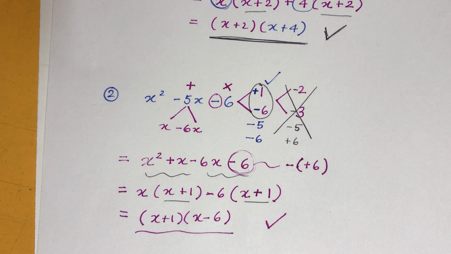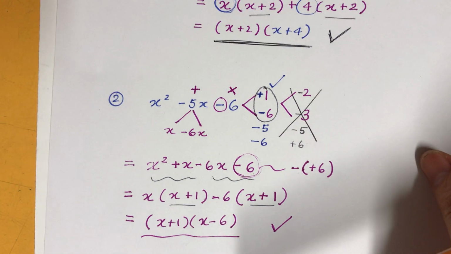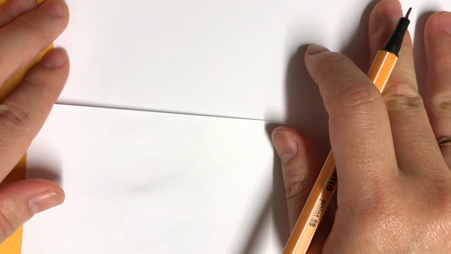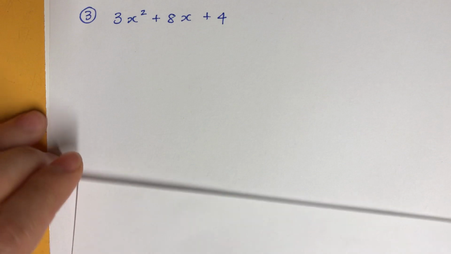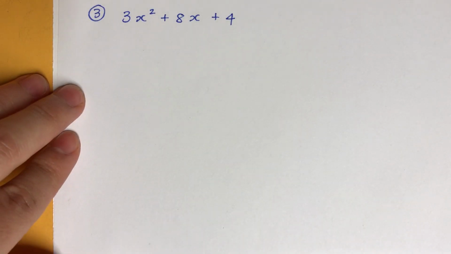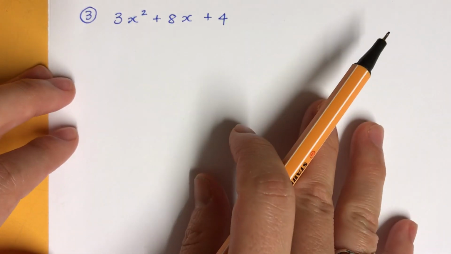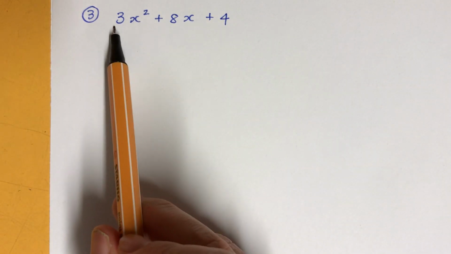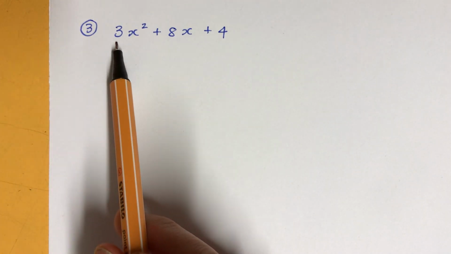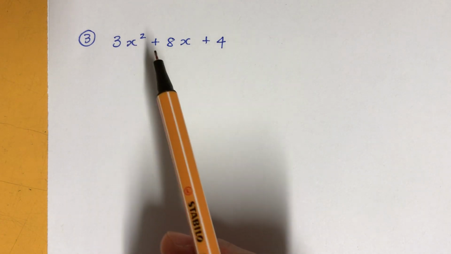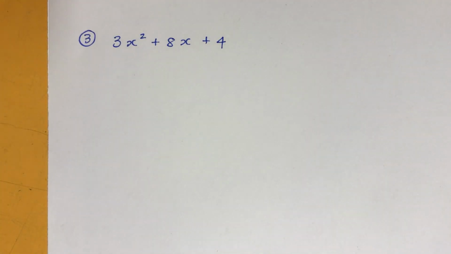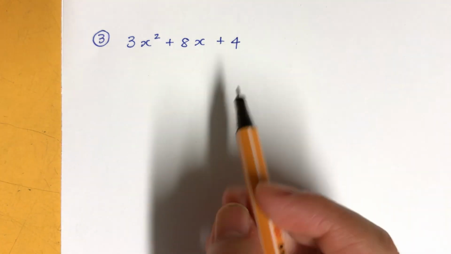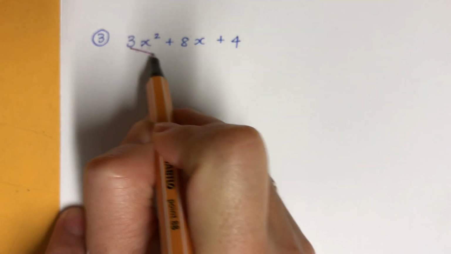That's my factors. Now the next question I'm going to do is a non-monic quadratic. So let's have a look at the non-monic quadratic. Number 3: as you can see, the coefficient of x squared is not 1 anymore, it's a 3. So it's called a non-monic quadratic trinomial. What I'm going to do is we need to times this together.